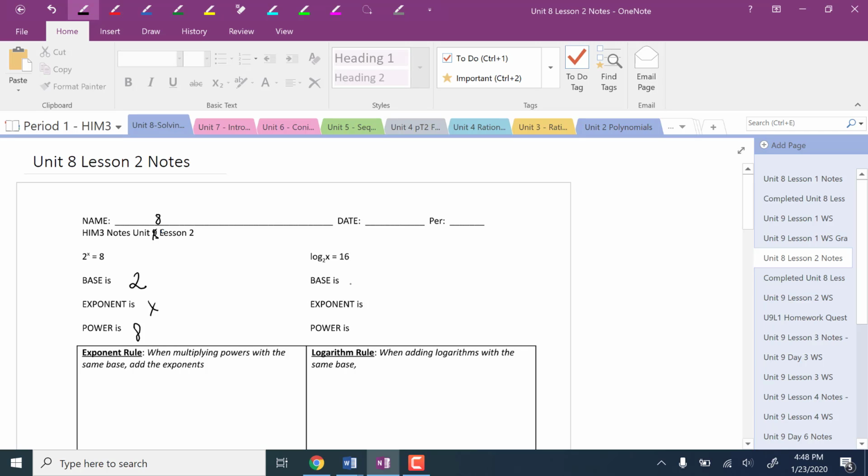Here, if we look over at our log equation, we have a base of 2, an exponent of 16, and the power, 2 to the 16, is the x.